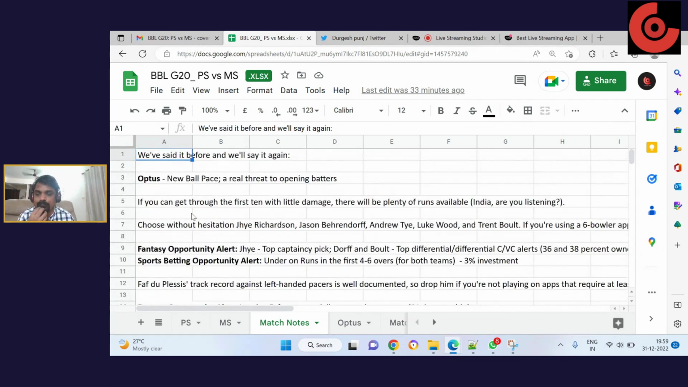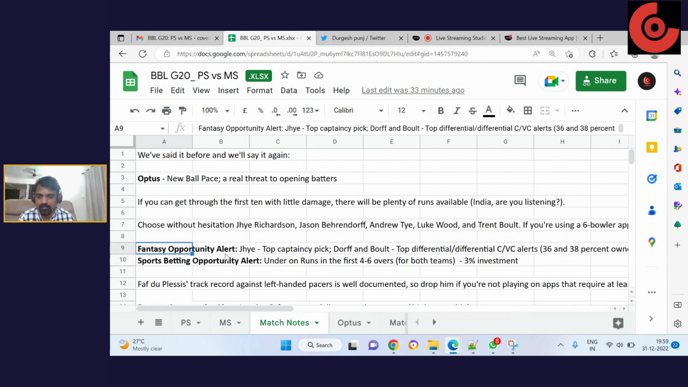If you look at it, it starts with Optus. New ball poses a real threat to opening batters. Optus is one of my favorite venues, and if you have seen all the matches played there in the last couple of months in the World Cup and in BBL, it has been a nightmare for opening batters. That's what we have referred to here.